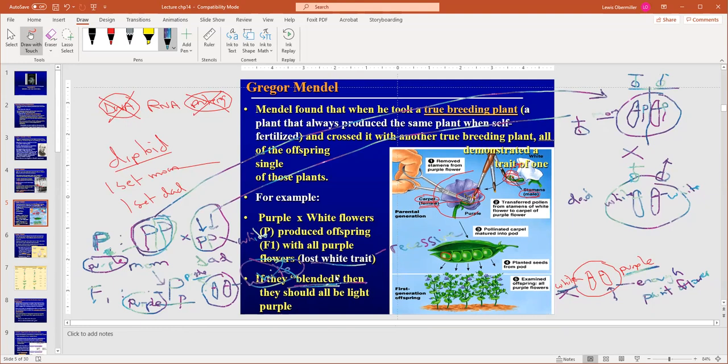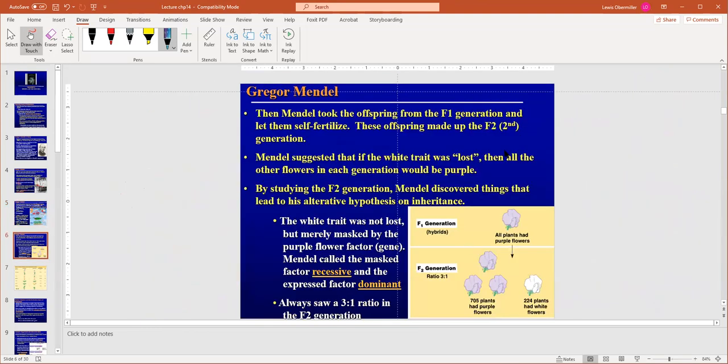And somehow purple knocks out white and it doesn't show up in the second generation. But now we know why. And the reason is because white is a default pathway. So it's a broken gene. So this is the offspring that we just had.